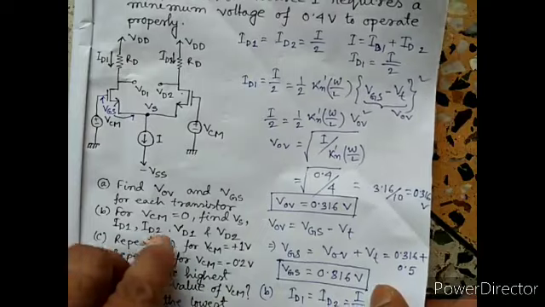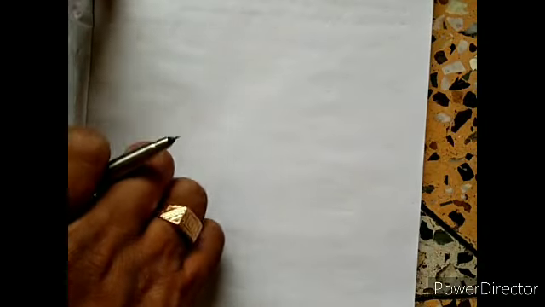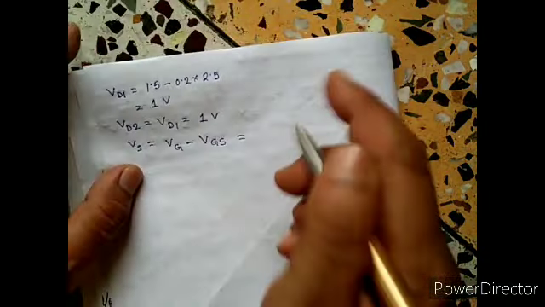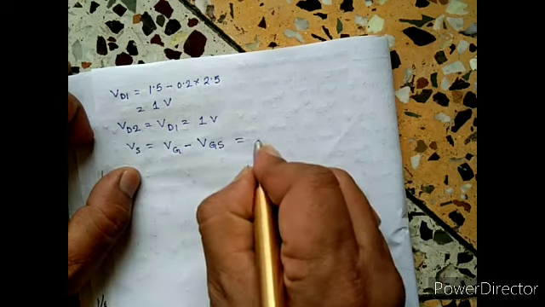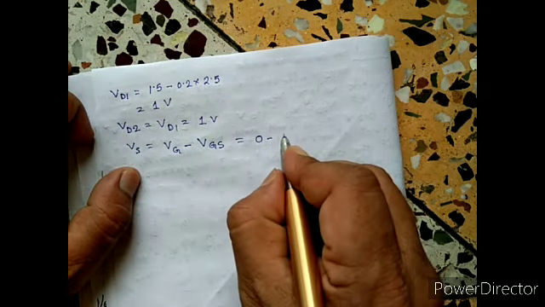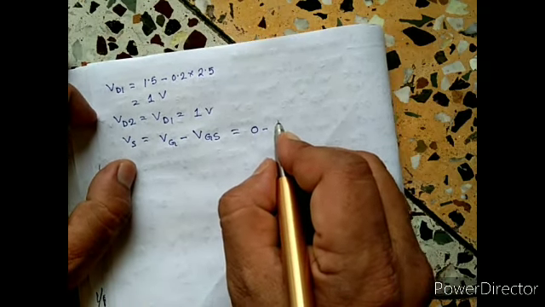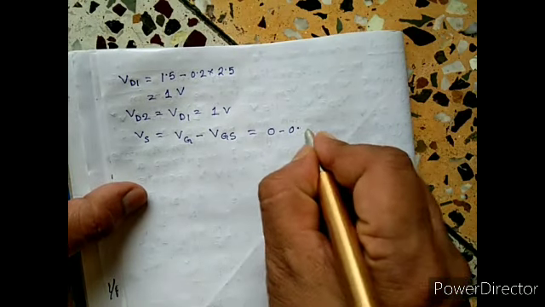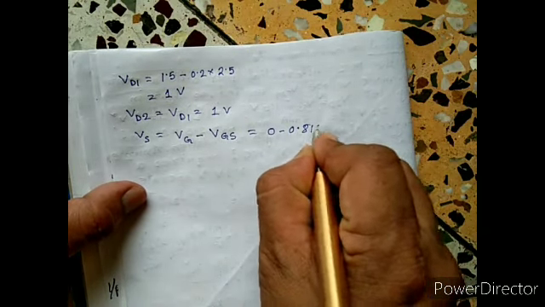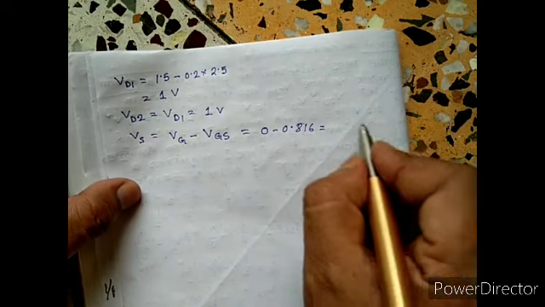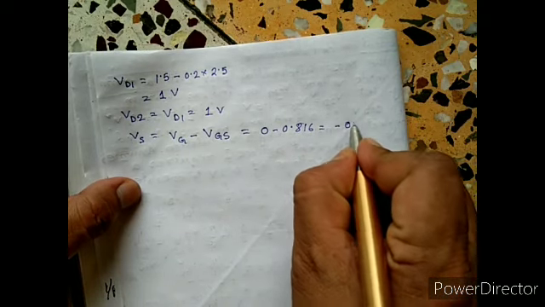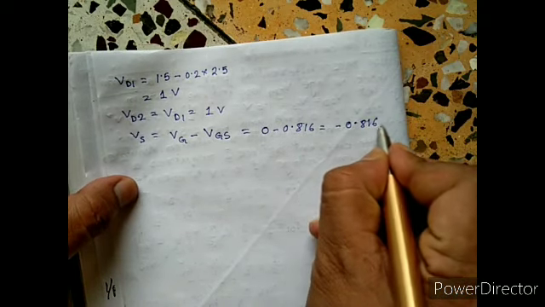So as the Vcm is 0, the Vg value is 0 minus Vgs, which is 0.816. So Vs equals minus 0.816 volt.